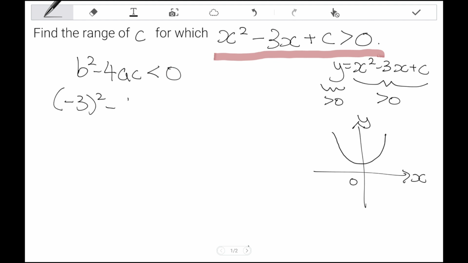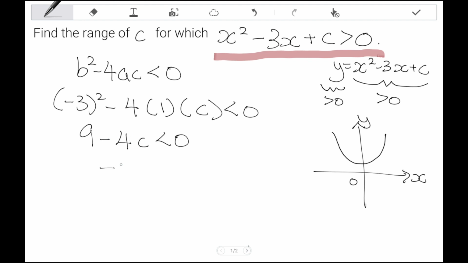Pick out your b, pick out your a, and pick out your c. The next step is just to expand it out. I will shift over the 9, and I will divide both sides by -4. Now just take note, when you're dividing both sides by -4, the inequality sign needs to shift. And therefore, what I found out is that when c is greater than 9/4, this whole expression will be greater than 0.